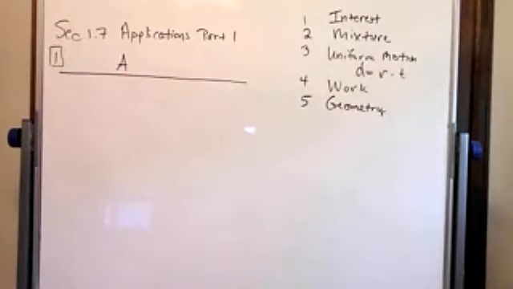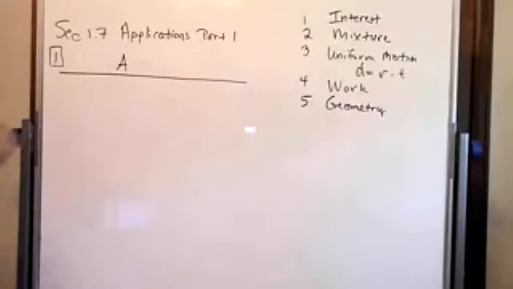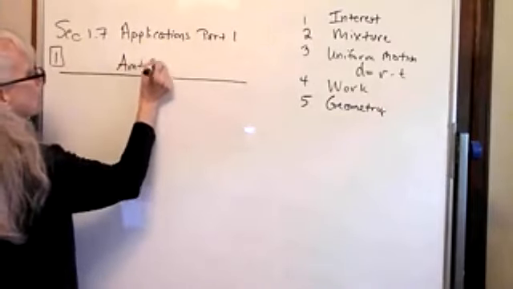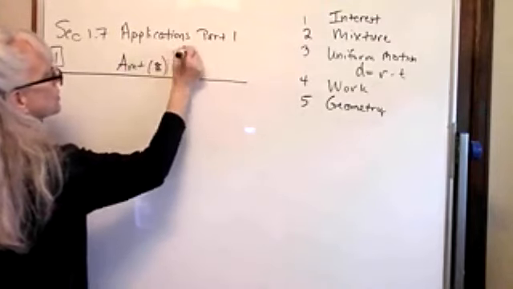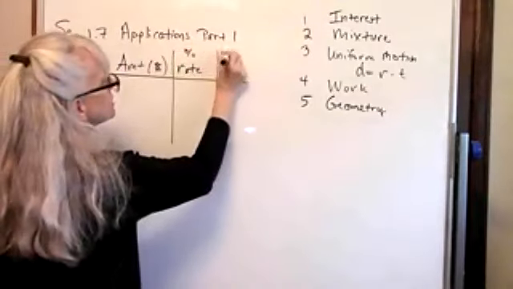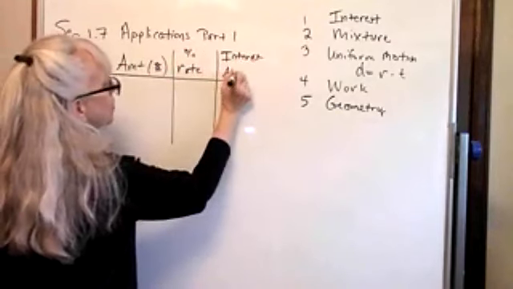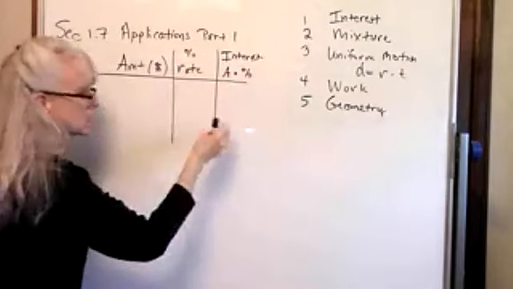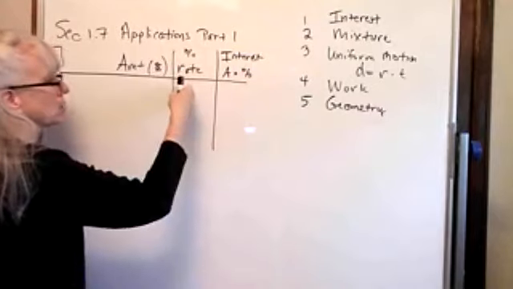Actually, let me make sure I'm consistent in my notes. Amount, so it's a dollar amount. So amount, and that will be in dollars. The next column is rate, and that's really the percent that we're earning. And then the final column is the interest earned. But the interest earned is simply the amount multiplied by the rate. So in other words, we're going to put numbers here, we're going to put numbers here, and then to get to this column, we're simply going to multiply this column by this column.